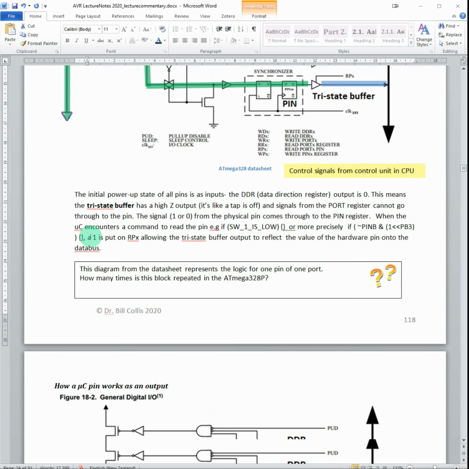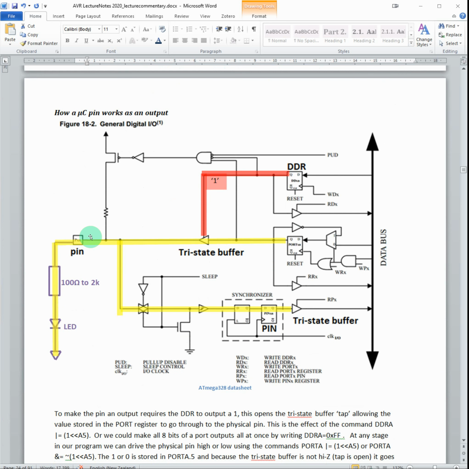Let's go down and have a look at how it works when it is set up as an output. Well, the first thing we have to do when we want to configure a pin as an output is we want this to be 1. And so that means that this is turned on. So whatever we drive, whether we drive a 1 or a 0 here, it will end up going through this and onto this resistor and LED or some other component that we've got connected.